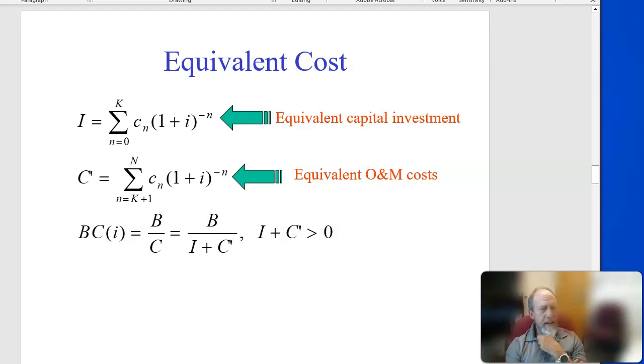So the BC of I, the benefit to cost ratio, is just the B over C, but which is really the B over I plus C prime, because the I plus C prime is really the actual cost of the two components associated with the project.